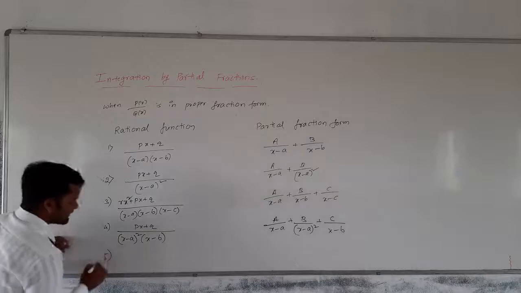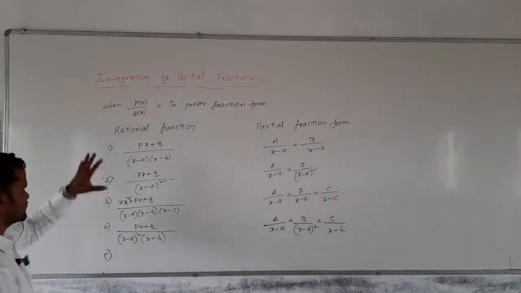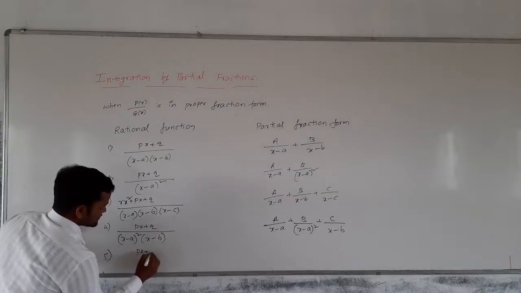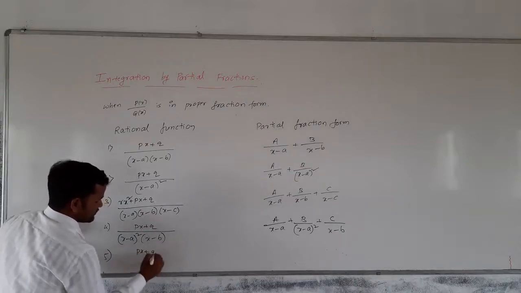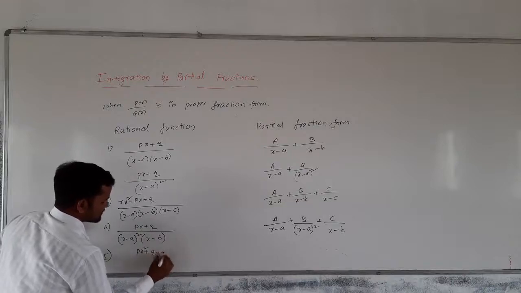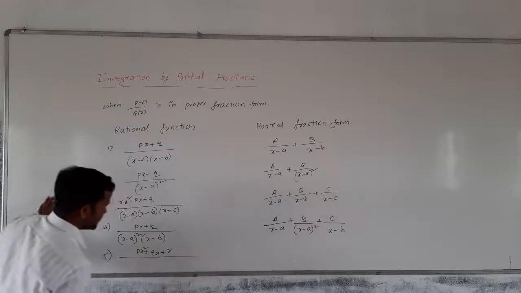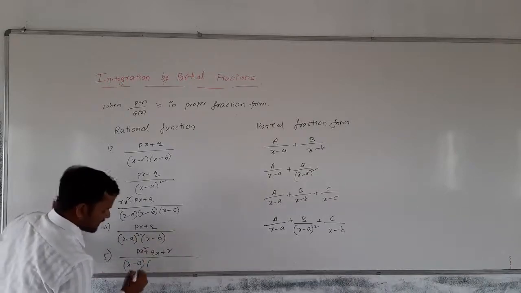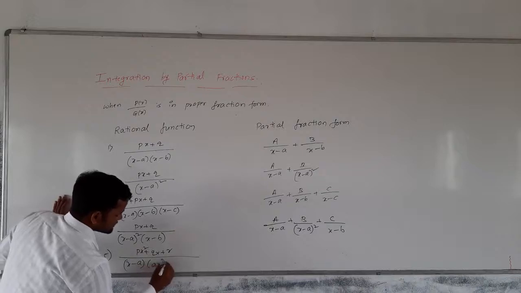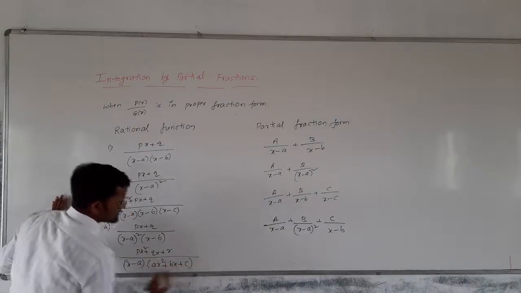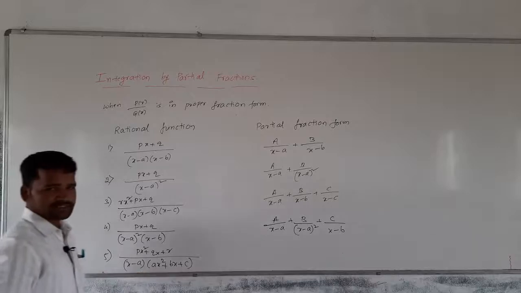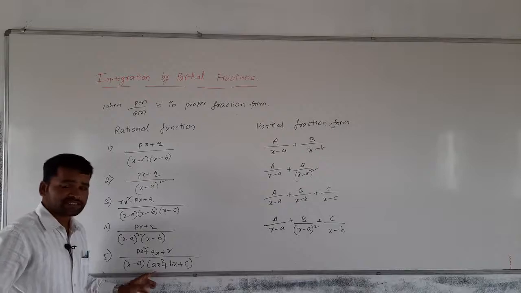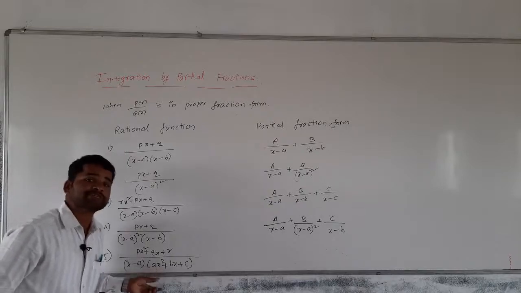Now fifth one, very important one, somewhat different from these 4 concepts. Suppose I have px plus q, otherwise px square plus qx plus r, whole divided by x minus a into something like ax square plus bx plus c. You see, one square term is there. Can we write it into factors? Yes, we can write it into factors if possible.